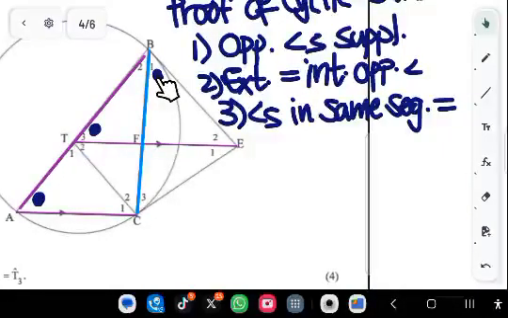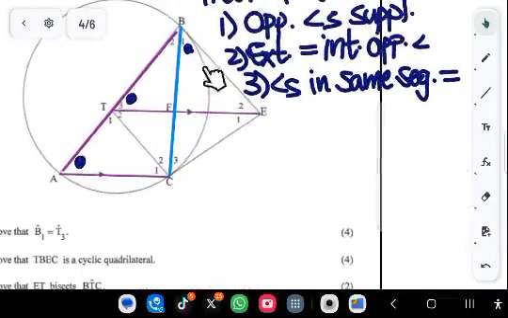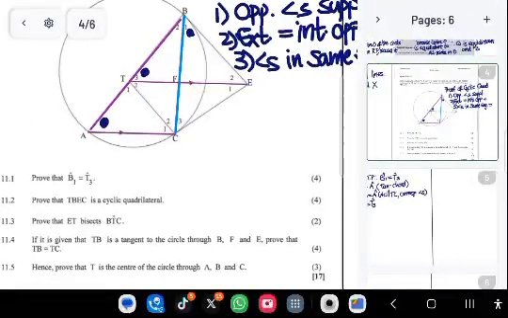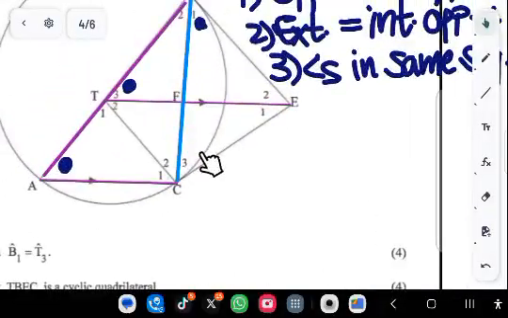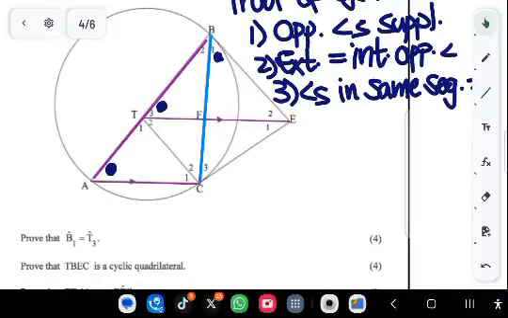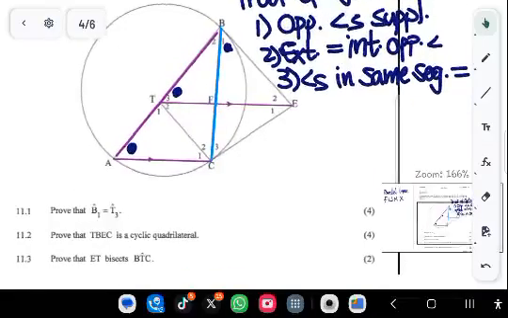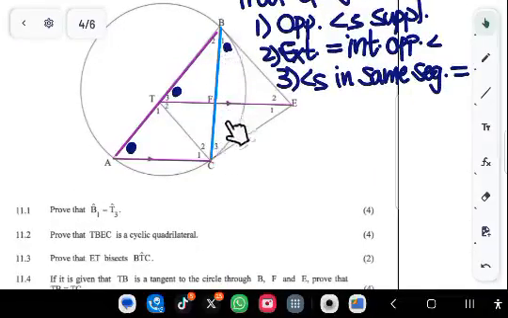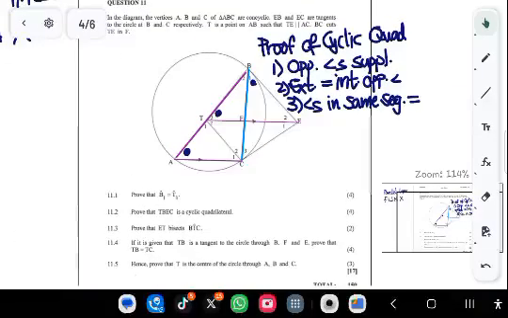B1 and C3 are actually equal because BE and CE are tangents from the same point. So let's use that. But notice that T3 is already equal to B1. Okay, perfect. All right, let's prove that B1 equals C3. And because B1 is equal to T3, then therefore they will be equal. Let's go.